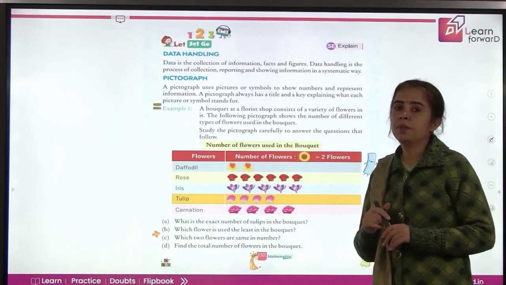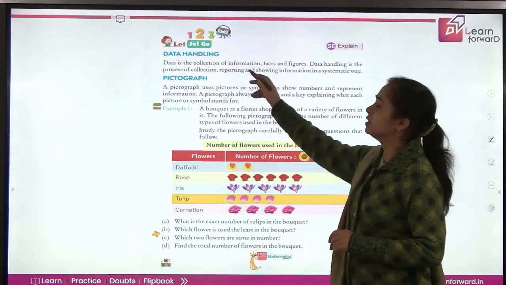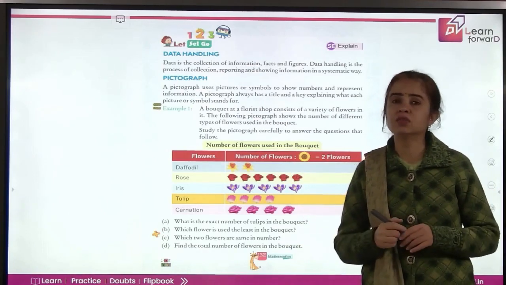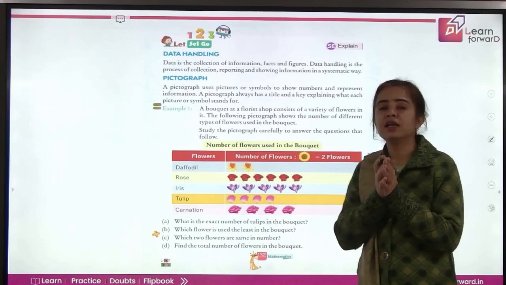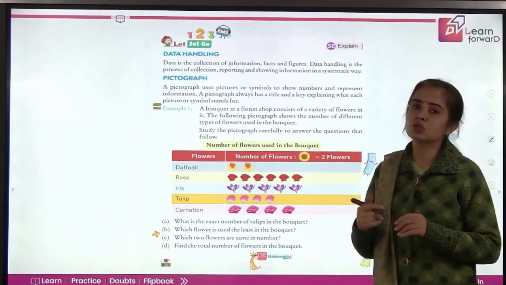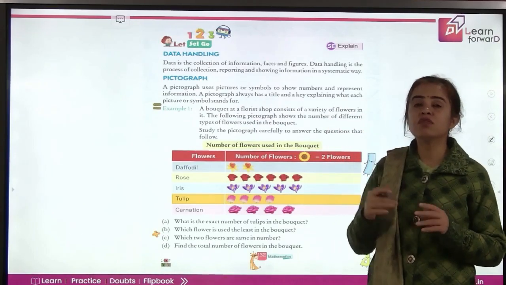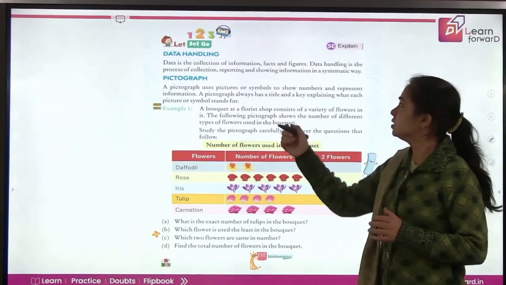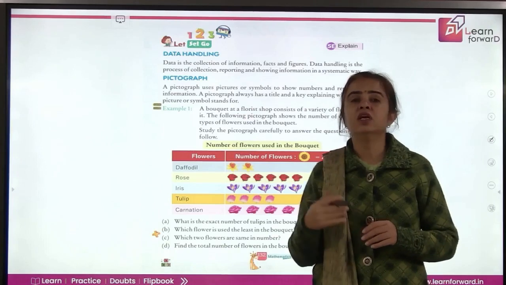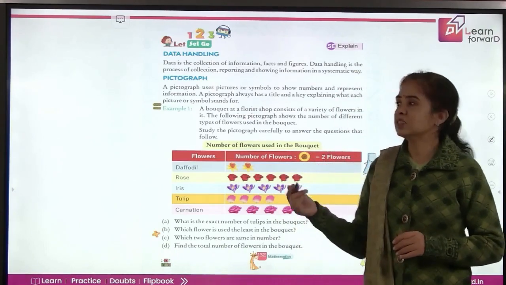Now coming to your topic, data handling. First, let's know what is data. Data means it is the collection of information, some facts, some figures, some values. So when you have a collection, a group of facts, information, values, figures, that is called data. And what is data handling, children? This is the process of collecting, and then you just report and show that information in an organized way so that you can interpret some result out of it. How? Let's learn it here.